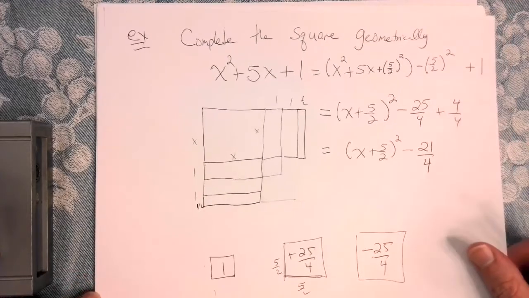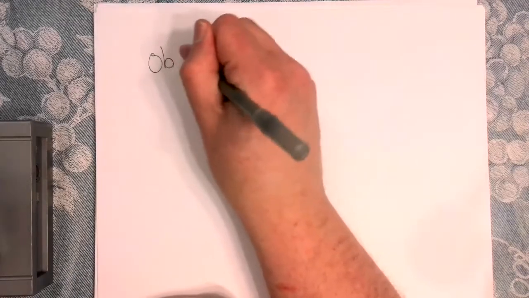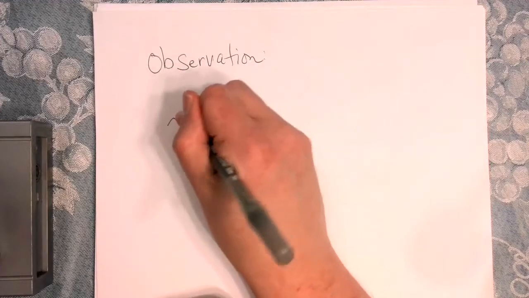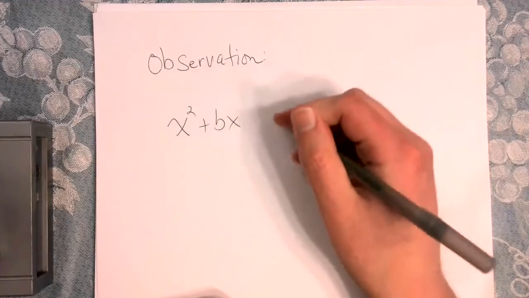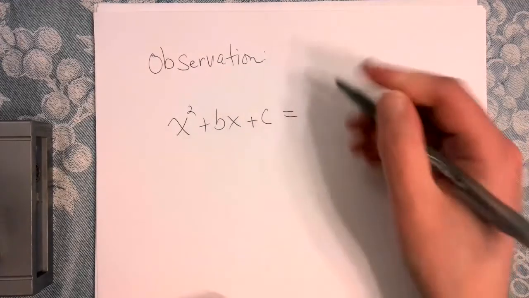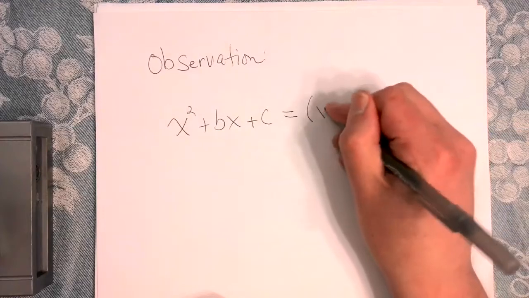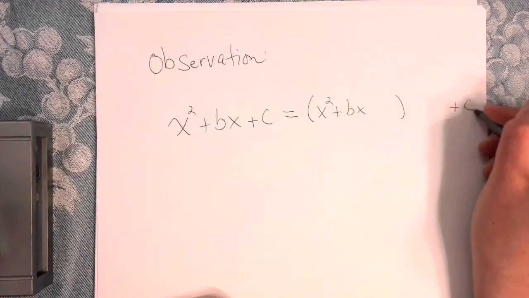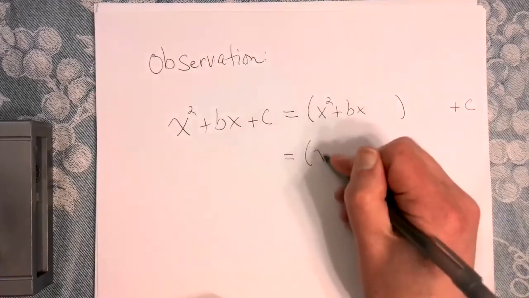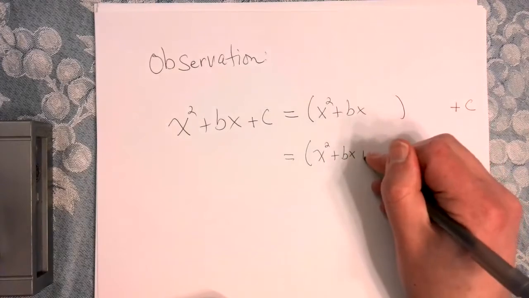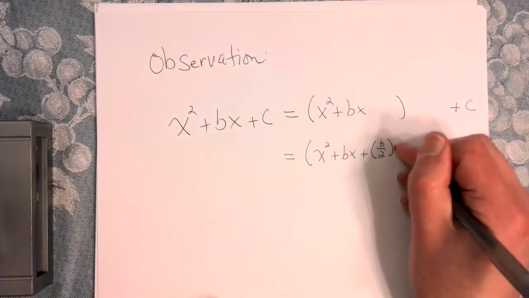And so let's give a quick observation algebraically before we try some examples. So the observation is that x squared plus bx, maybe plus c, is equal to x squared plus bx, give yourself a little bit of room, plus c there. But then we said to complete the square, we want to take half the linear coefficient and square it.